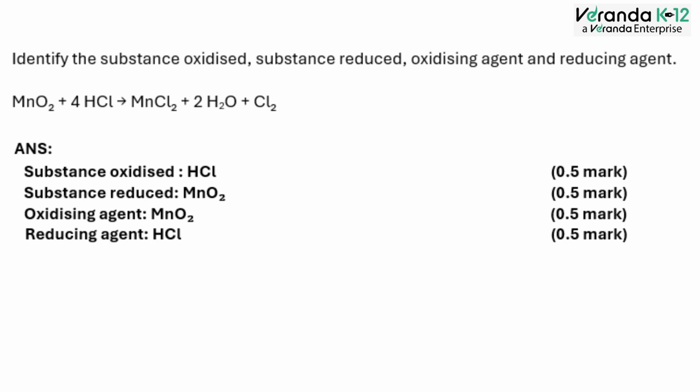If a substance loses hydrogen or gains oxygen during the reaction, it is oxidized. Here, HCl is oxidized to chlorine. There is a loss of hydrogen. If a substance loses oxygen or gains hydrogen during the reaction, it is reduced. Here, MnO2 is reduced to MnCl2. There is a loss of oxygen.